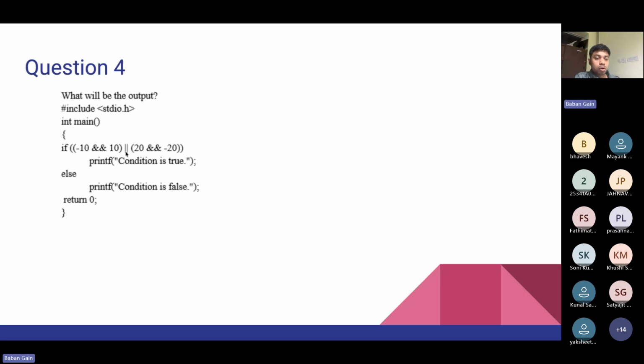So -20 and 20 is also true. So true or true. For the OR operation, even if at least one of them is true, then it is true. But in this case, both of them are true. So this answer will be true. It will go inside the if statement and print the condition is true. So yeah, the condition is true is the correct option.